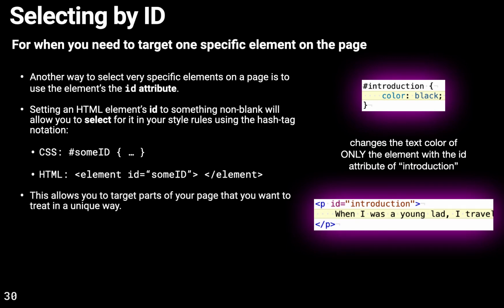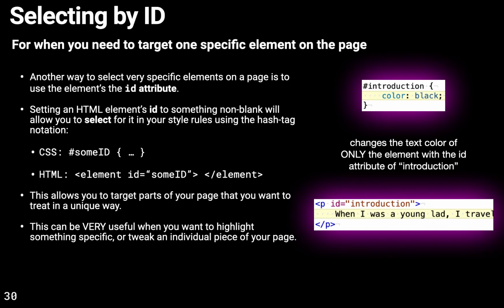So basically, this allows you to really target specific things that you might want to treat in a very individualized way. Super useful when you want to highlight something specific or tweak an individual piece of your page that you're going to be using a lot. For example, if you have an interface that has like a main text area where you want people to type things, you might want to just target that specific thing without setting up a whole bunch of other stuff for different types of text areas.